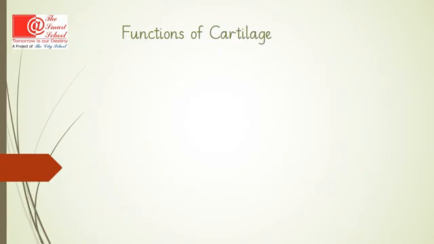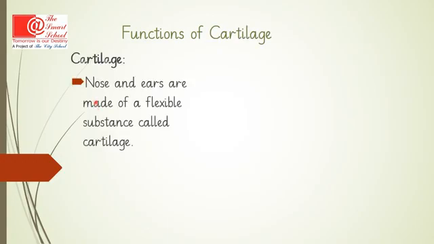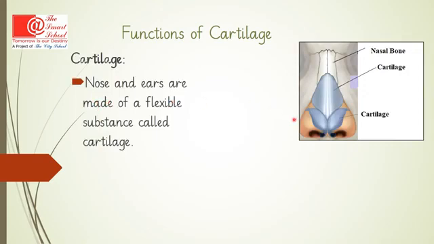Functions of cartilage. What is cartilage? Cartilage is actually the soft material present in our nose and our ears. Our nose and ears are made of a flexible substance called cartilage. Here is a picture of our nose. This is the hard part of the nose, which is called nasal bone. The outer softer part of the nose is called cartilage.